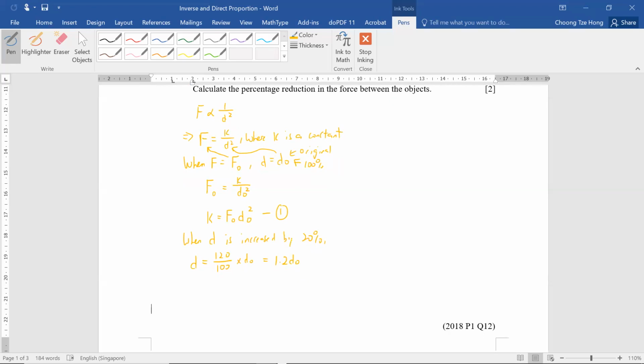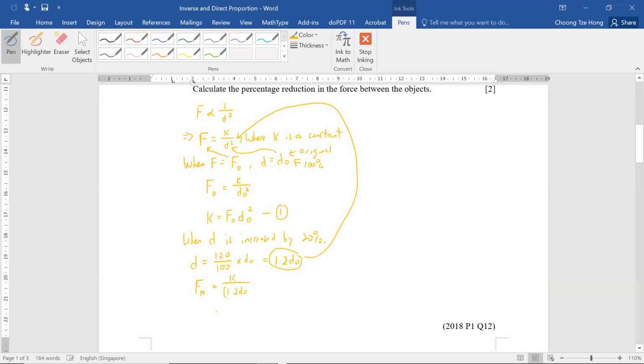The original force was F naught, remember? Now we want to calculate the new F. We call it Fn, new F. We're going to take this 1.2 D naught and plug it inside this formula. Replace the D, so it becomes K over, remember this is D squared. So if D is now 1.2 D naught, you have to square the whole thing.